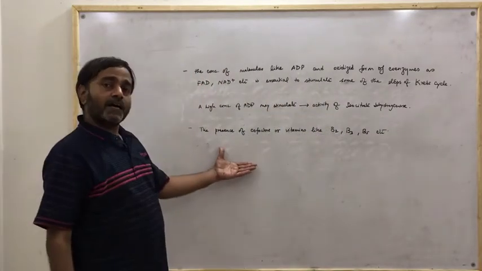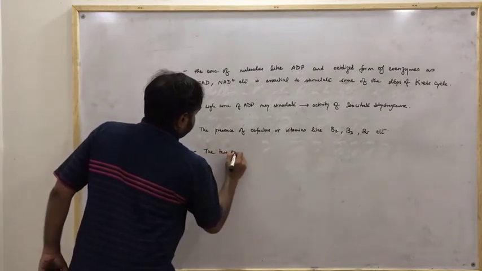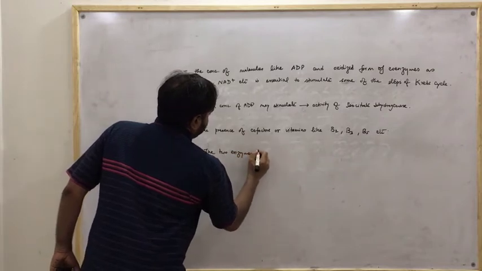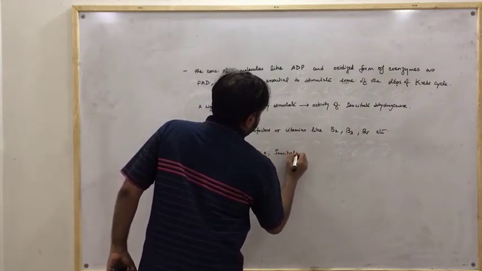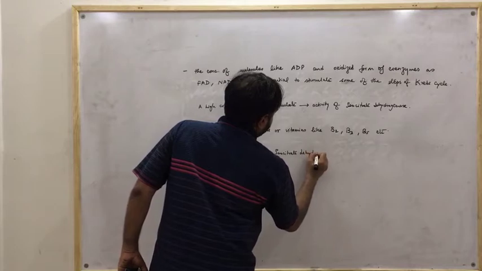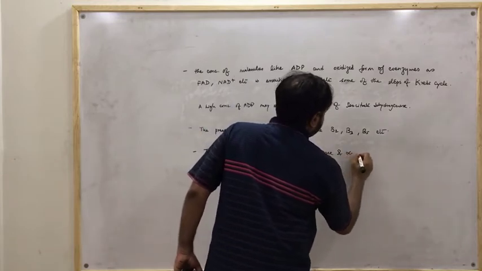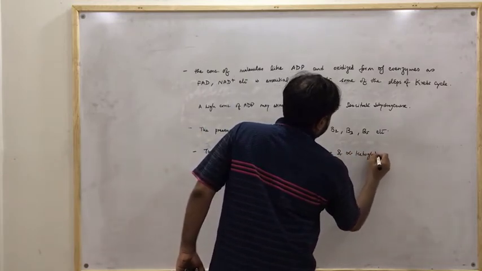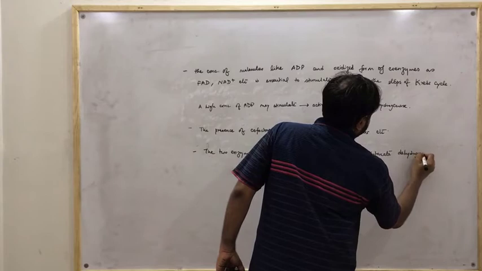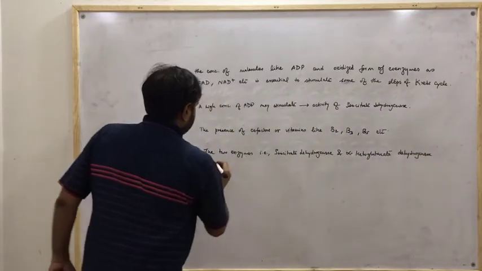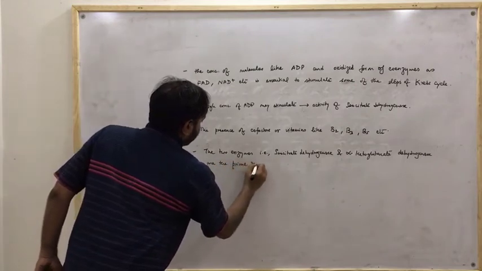So it also participates in the regulation. And the two enzymes, that is isocitrate dehydrogenase and alpha ketoglutarate dehydrogenase, are the prime regulatory factors.